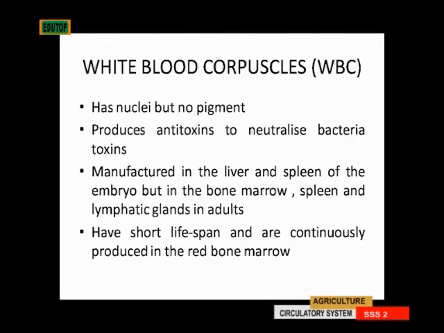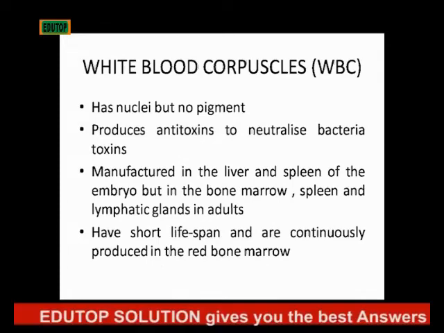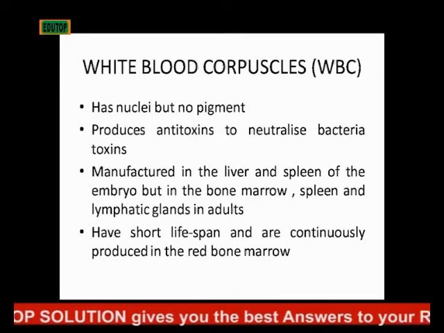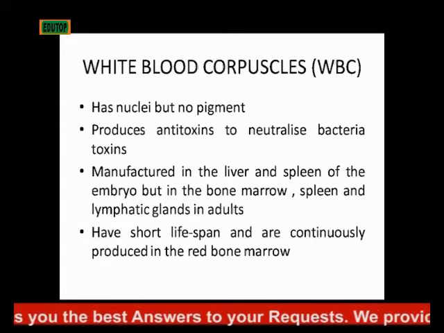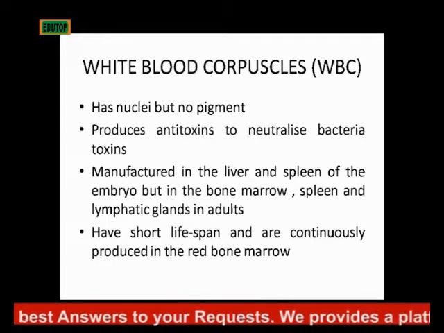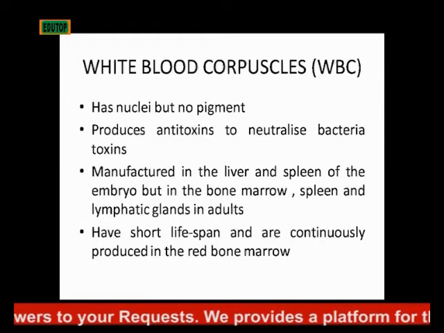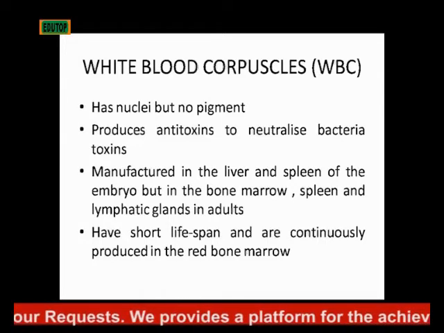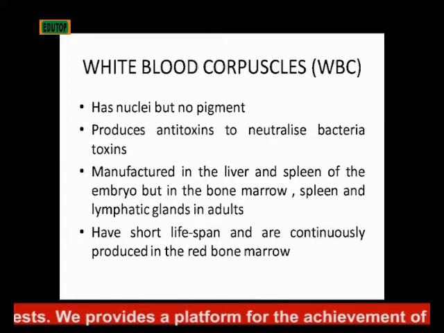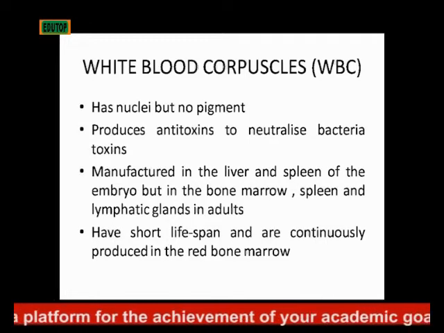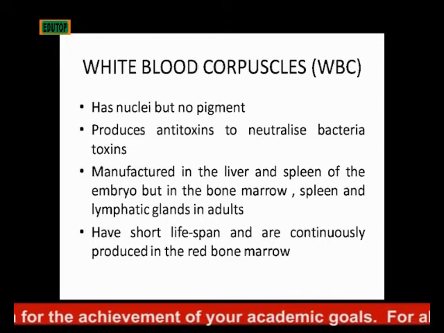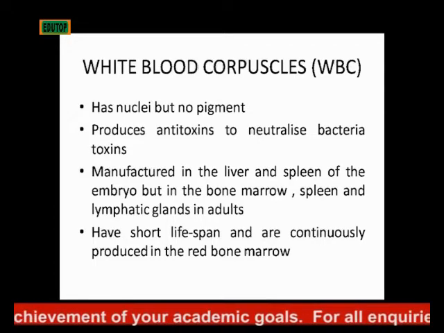The white blood corpuscles have nuclei, but they have no pigments. They produce antitoxins to neutralize bacterial toxins. They are manufactured in the liver and spleen of the embryo, but in the bone marrow, the spleen, and the lymphatic glands in adults. They have a short lifespan and are continuously produced in the red bone marrow.